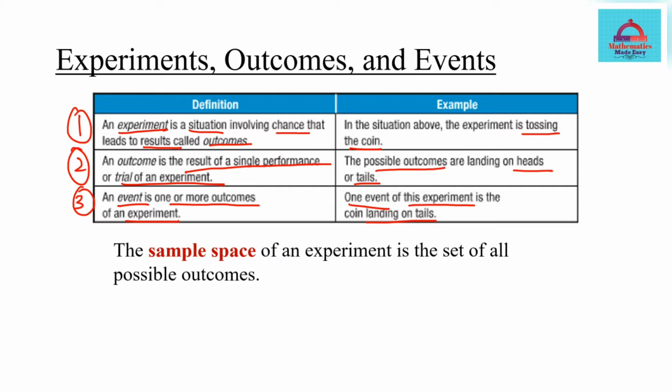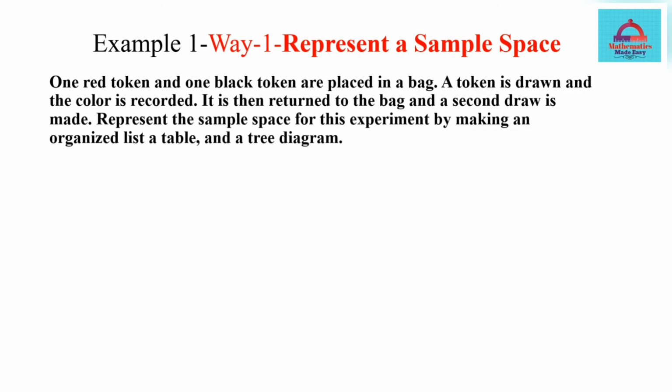And your sample space here is the set of all possible outcomes. So if in a question you have to write what is the sample space, then in a way you have to list all the possible outcomes of that experiment. So let's take the first example. In this you will see the first way in which you can represent the sample space.